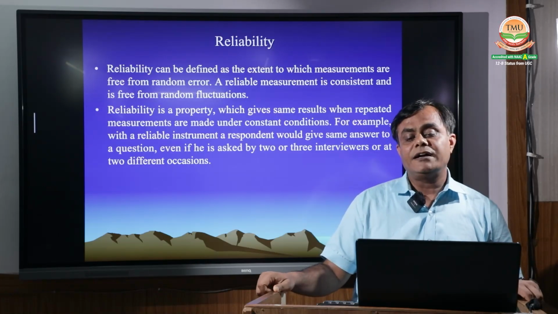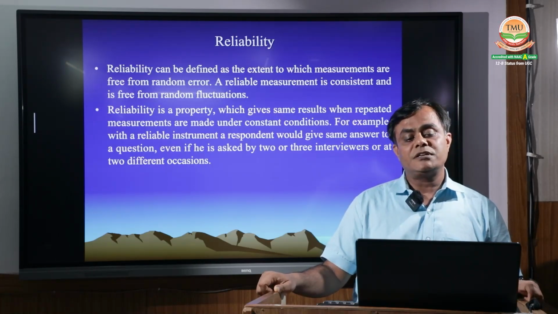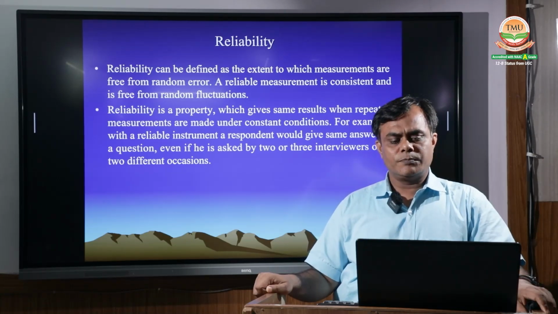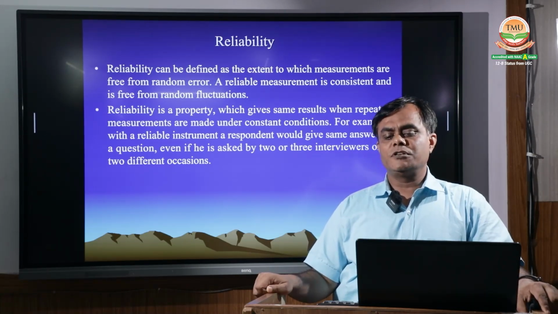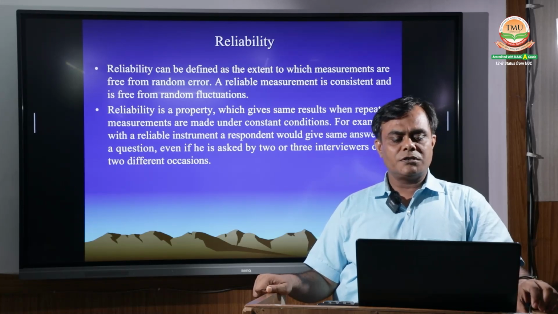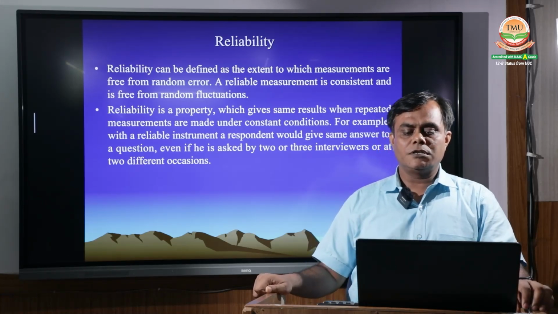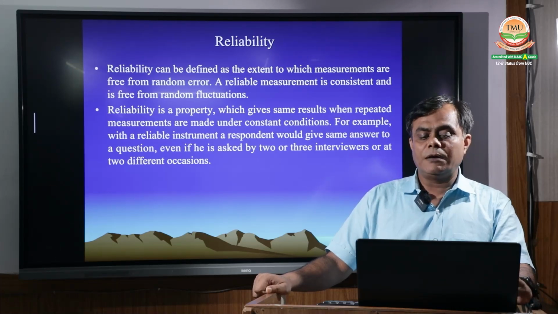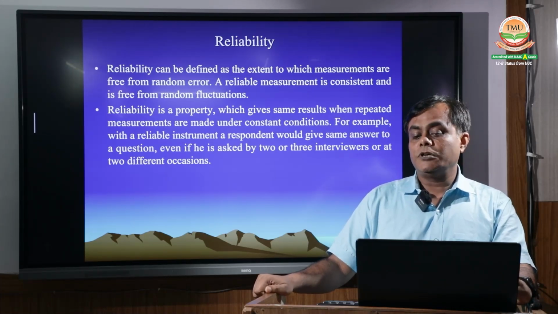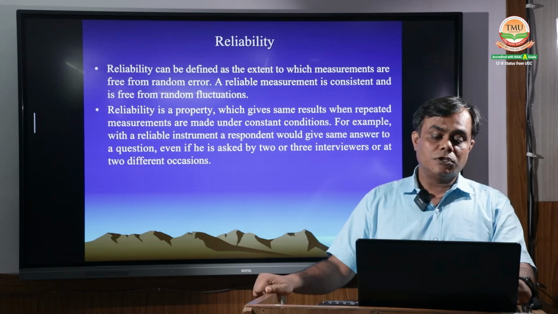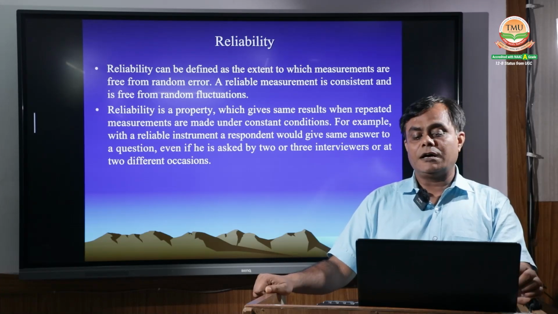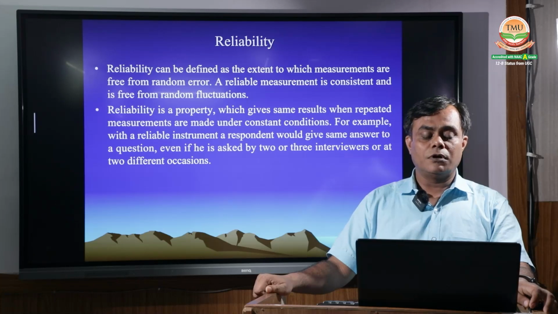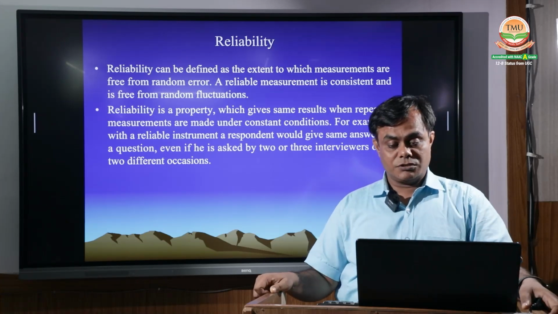Reliability can be defined as the extent to which measurements are free from random error. Reliability is the property which gives the same result when repeated measurements are made under constant conditions. For example, with a reliable instrument, the respondent could give the same answer to the question even if asked by two or three interviewers or on two different occasions.